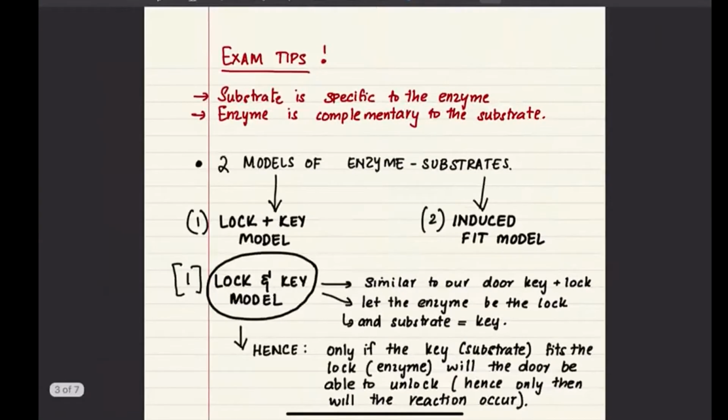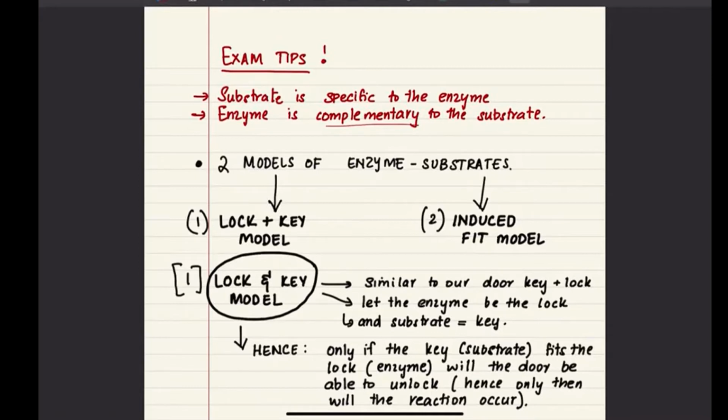All right, so again, the enzyme is complementary. That's a new term. Complementary basically means the same thing as specific. It means that they will bind. So the substrate is going to bind to the enzyme, not the other way around. So always keep that in mind.